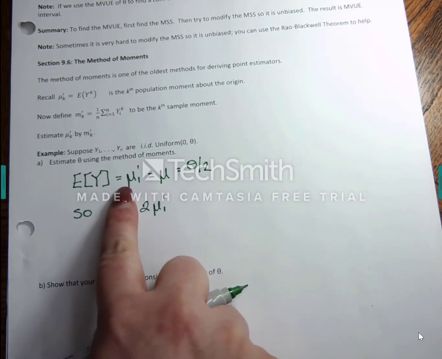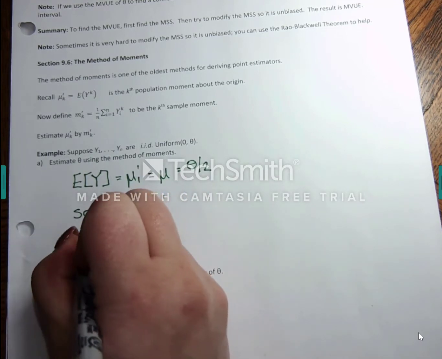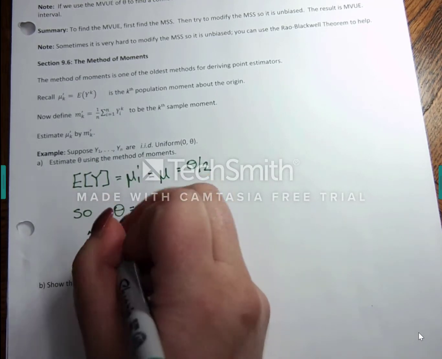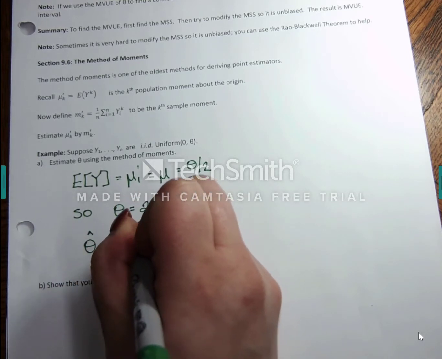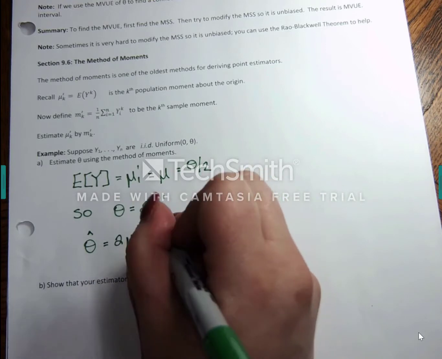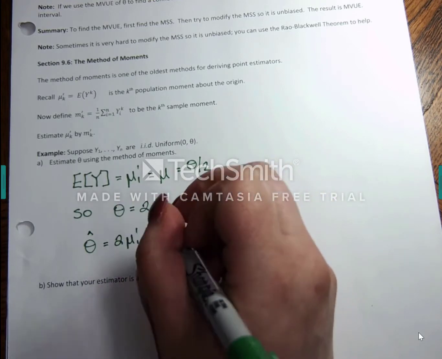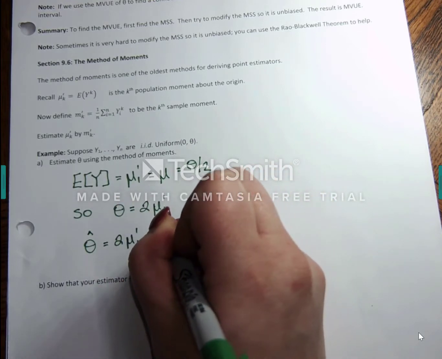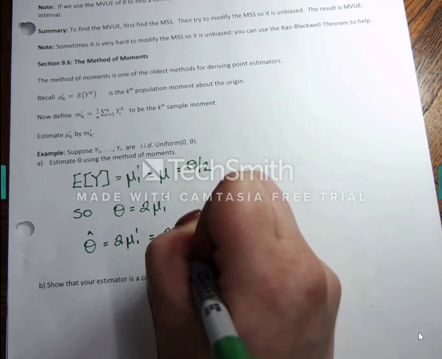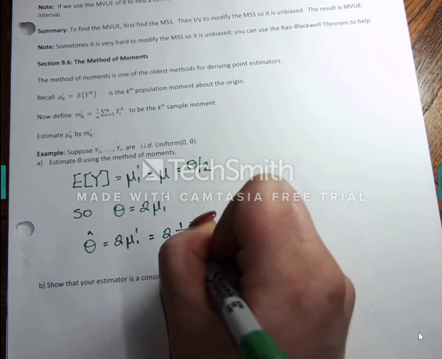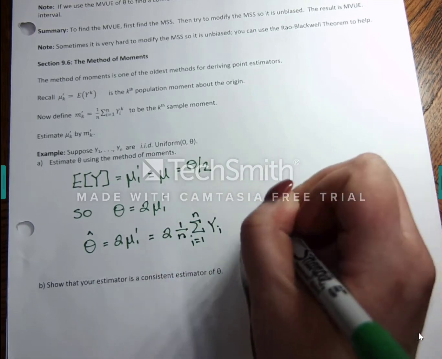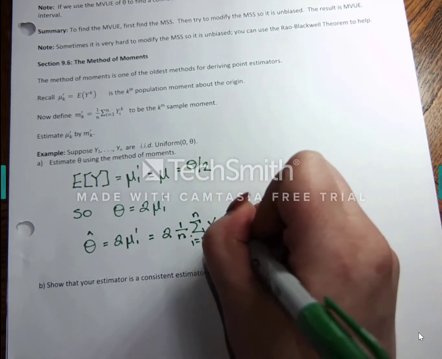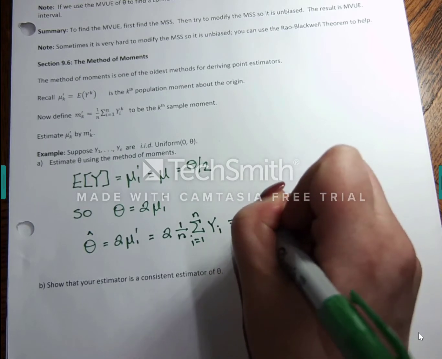Notice that comes from right here. So if we let theta hat be equal to 2 mu prime 1, which is equal to 2 times 1 over n, the sum i equals 1 to n of yi, or the first sample moment, that is going to be equal to 2 y bar.